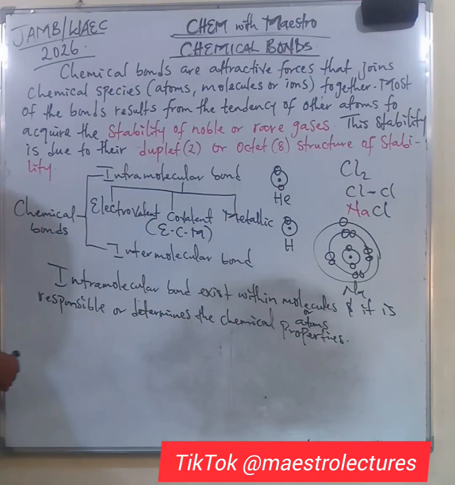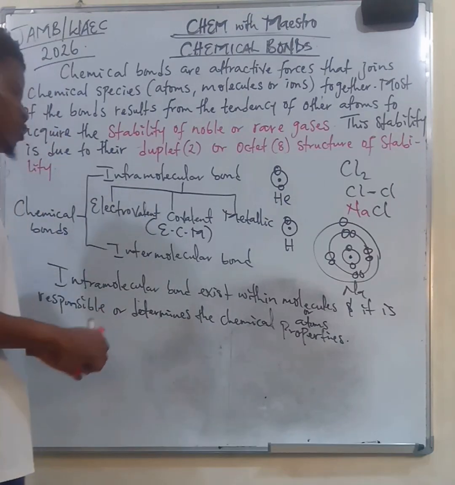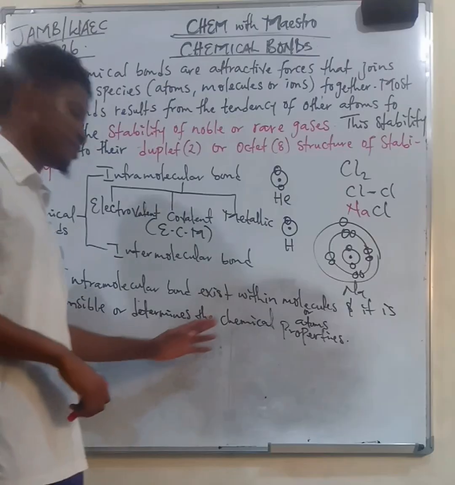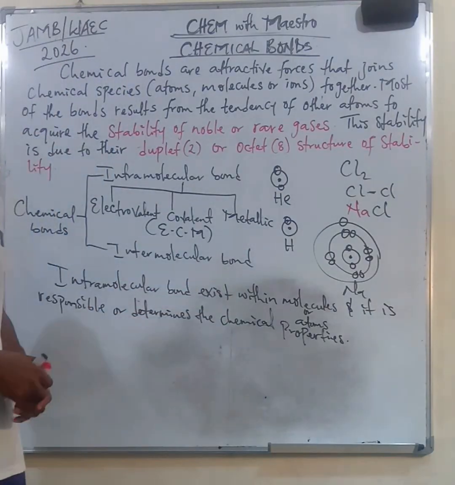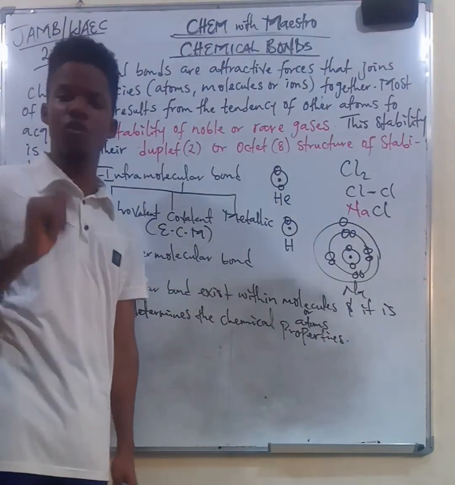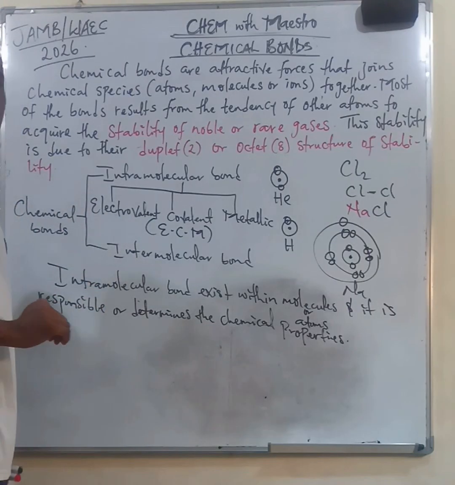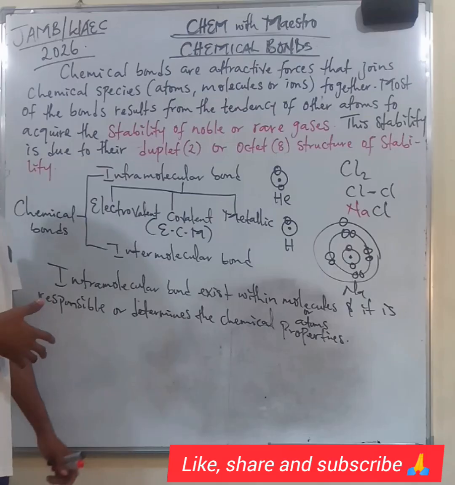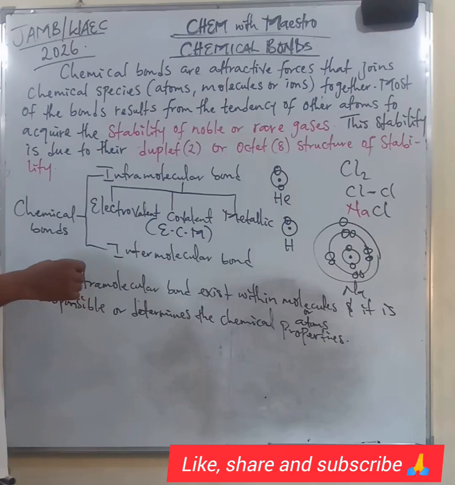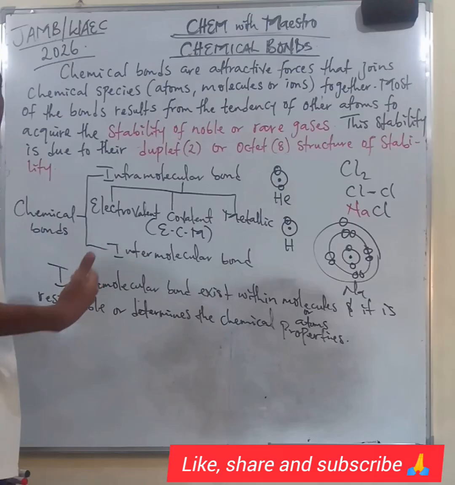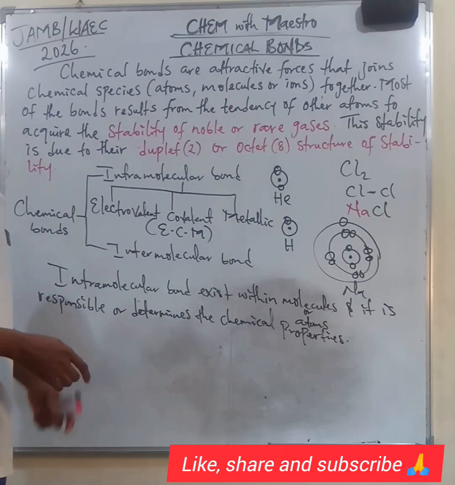Alright, so now intramolecular bond exists within molecules and it determines what? The chemical properties. Alright, now there was a WAEC question in 2017, question number 1. It was a simple question. They said, which of the following species determines the chemical properties of atoms or elements?